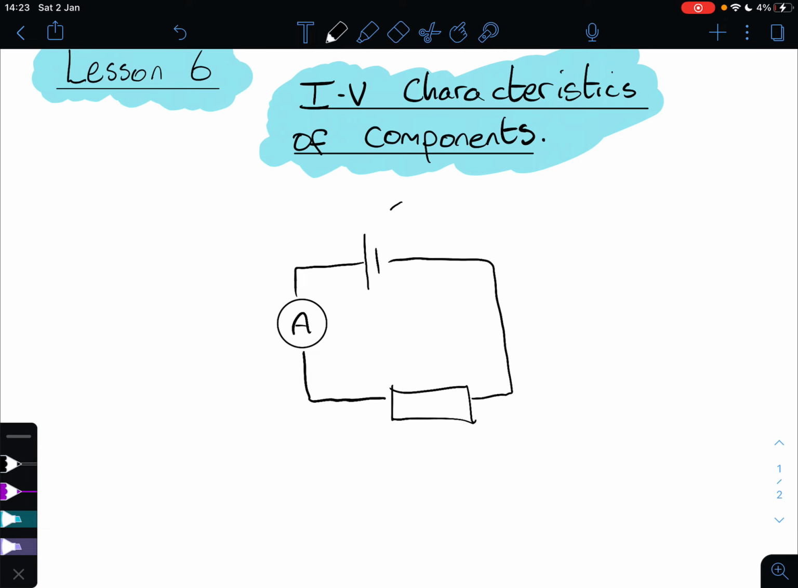Well, if I could change the voltage, change V, I could measure the current. That's where the words IV come from. Change the voltage, V, measure the current, I. And what that will give us is a graph that is like a thumbprint for this resistor.